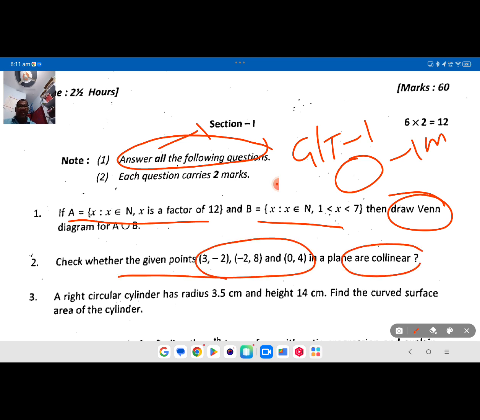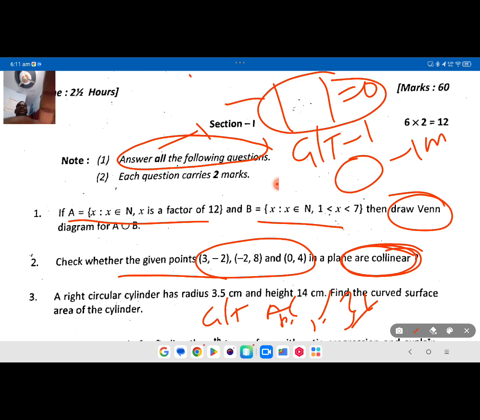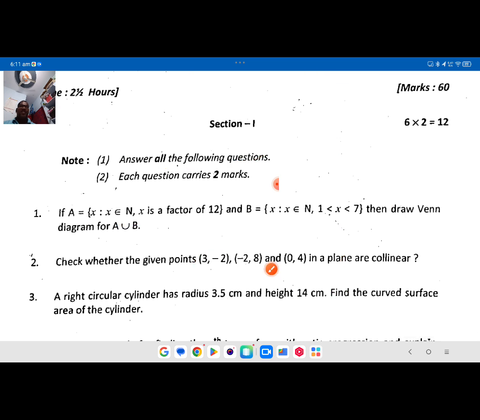Okay, next, check the given points. We have to find whether they are collinear or not. So for this, what you need to do: given points, write the A points, B points, C points. For this you'll get 1 mark. For proving they are collinear, we have a mod formula. If the mod is equal to 0 you are getting, that is collinear. So writing the mod formula you'll get half mark. For finding the solution you'll get half mark. Total 2 marks you will get allotted for this.